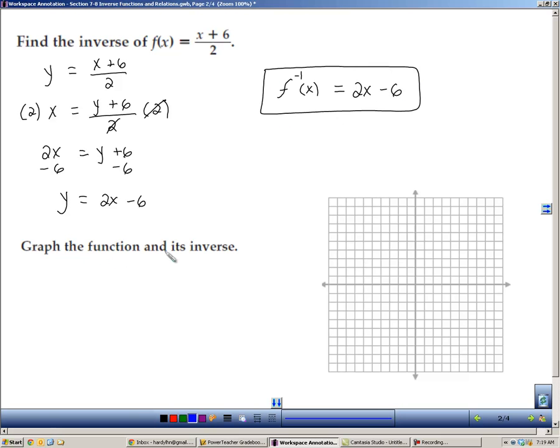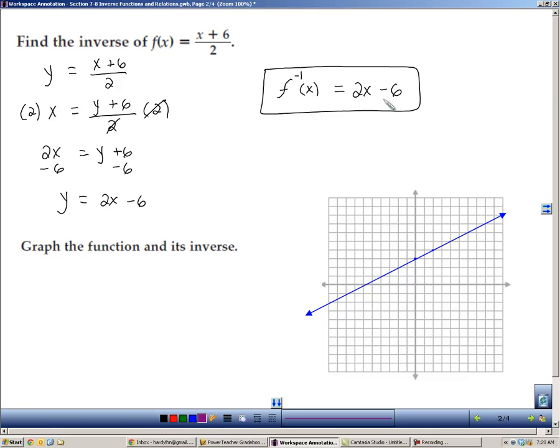So now I'm asked to graph the function and its inverse. So let's graph the function here in blue. If I put a number in like a 0, I get a 0, 3. If I put something in like 2, 2 plus 6 is 8, 8 divided by 2 is 4, so 2, 4. And I can graph that line.